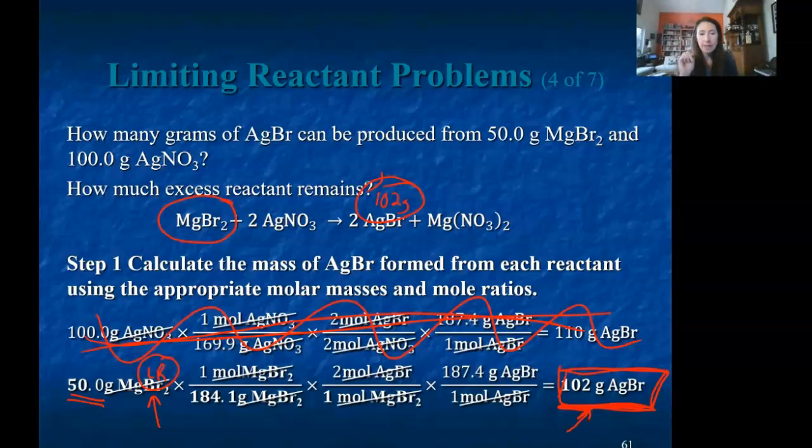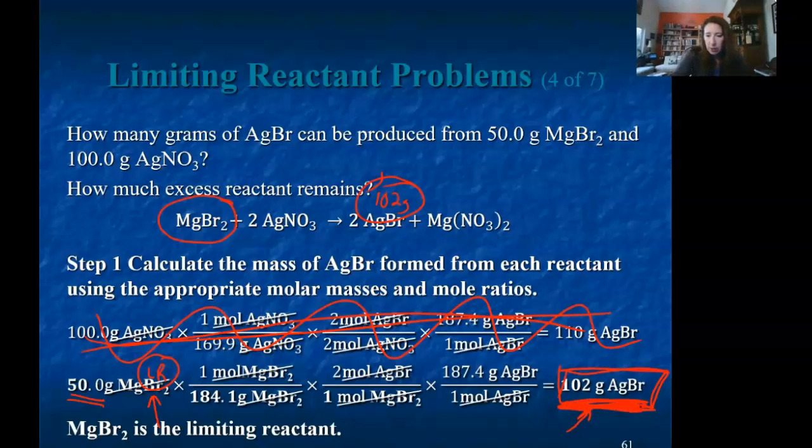Now, the next step is how much excess reactant remains, how much extra is left. Okay, so now this piece, it's one more tiny piece here. After we made 102 grams of AgBr, right, we had some of this left over. This is our excess reactant. This is our limiting reactant. We want to know how much was just sitting there. Like after we used all of this up, how much of this was left?